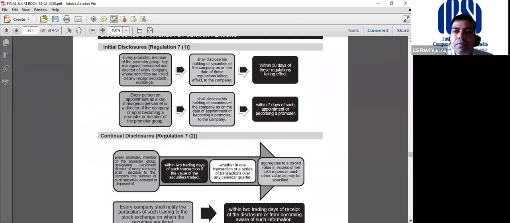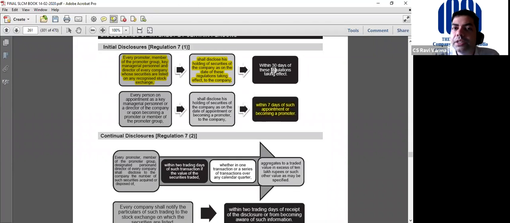In takeover, the disclosure was made by the acquirer or the promoter to the stock exchange. Here, disclosure is only to the company. Let's see, initial and continual, like takeover. Initial disclosure will be by the promoter or promoter group or KMP within 7 days of becoming that KMP. Okay, this is what, within 7 days.